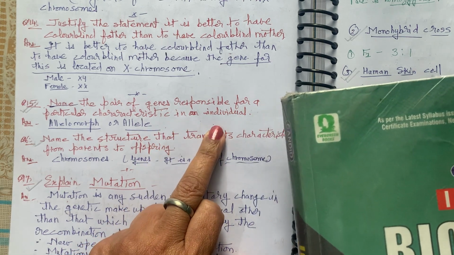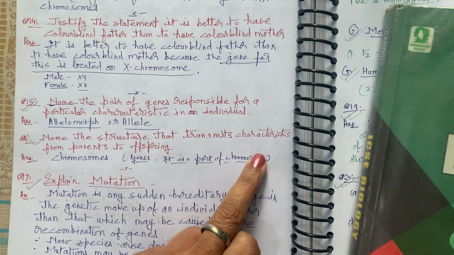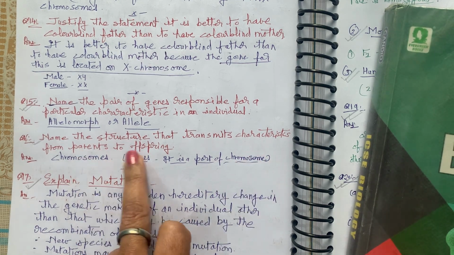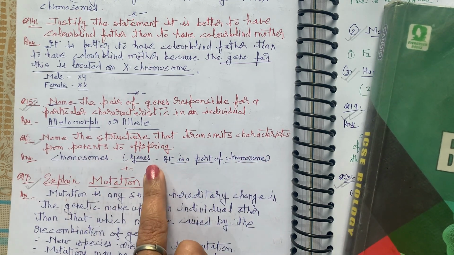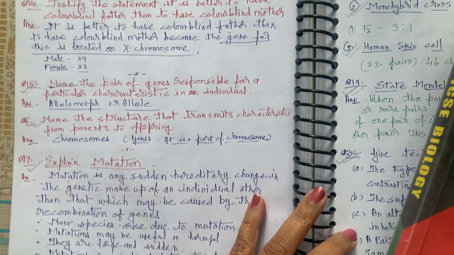In an individual, there is allelomorph or allele. Name the structure that transmits the characteristics from parents to offspring. They are chromosomes. The gene is a part of a chromosome.